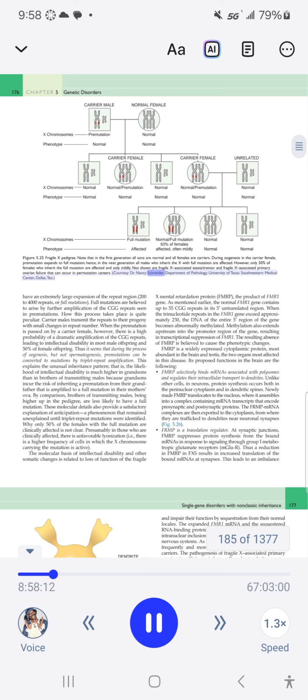Courtesy Dr. Nancy Schneider, Department of Pathology, University of Texas Southwestern Medical Center, Dallas, Texas.